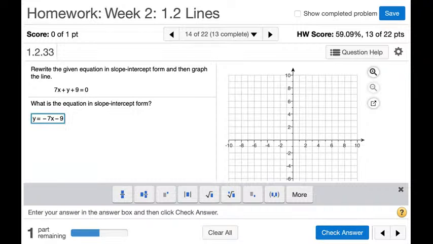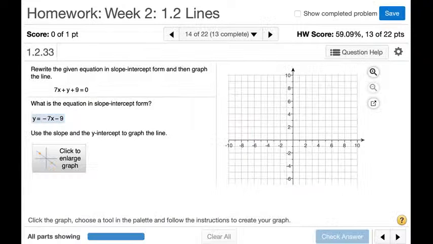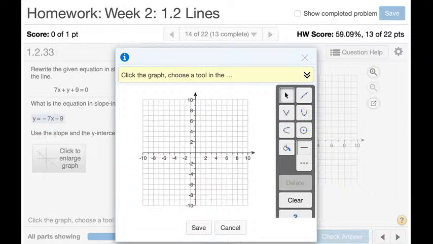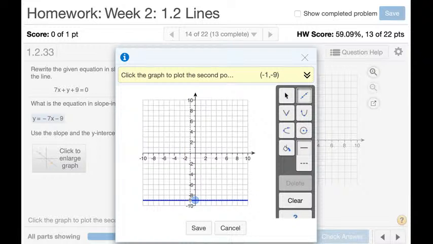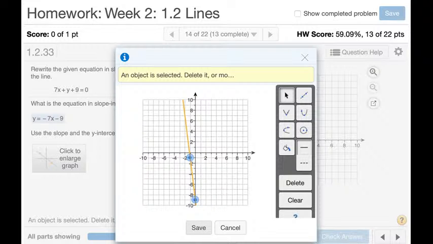Okay. The y-intercept is negative 9. And the slope, we normally go down 7 and right 1. So the reverse, I'm going to go left 1 and up 7. Okay, hit save and check. Let me make sure that was right.